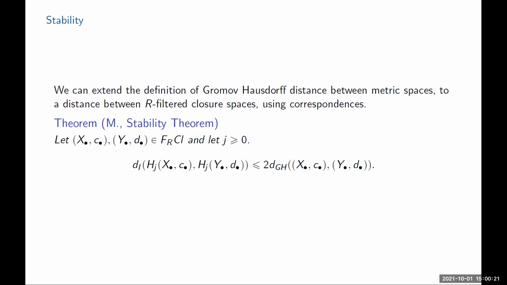And we have a stability theorem that says, okay, you have two filtered closure spaces, you take homologies, either one of these homologies, doesn't matter the choice of interval or the choice of the product, and you consider them in some degree J. The interleaving distance between them is always bounded by 2 times the Gromov-Hausdorff distance we define.